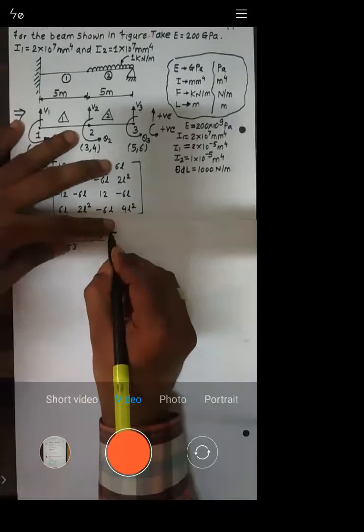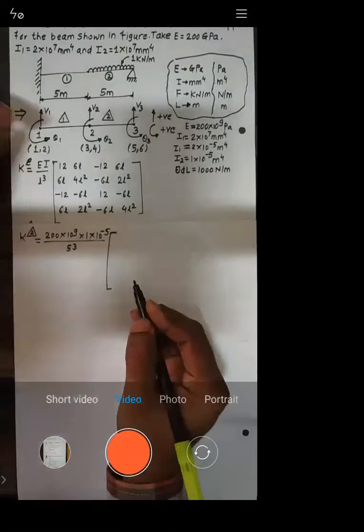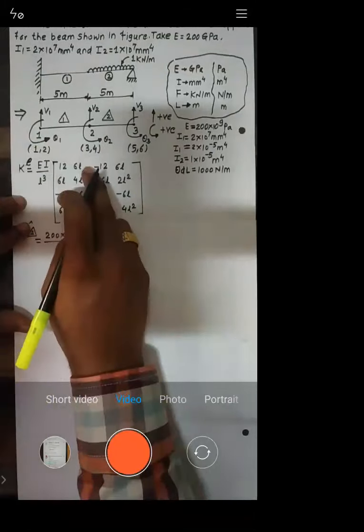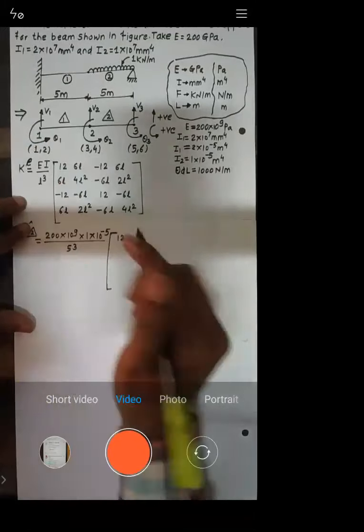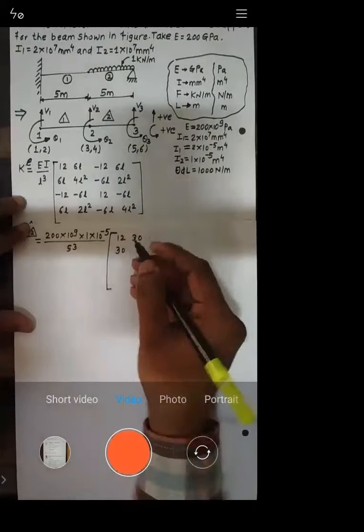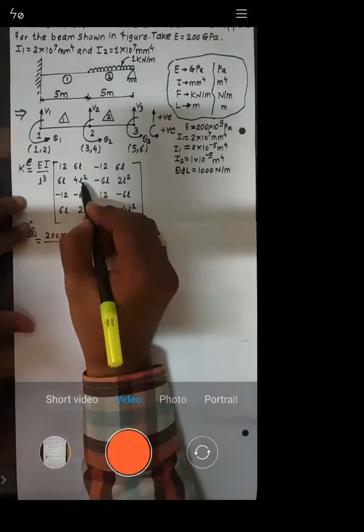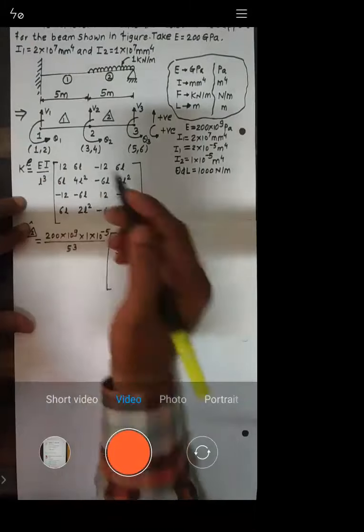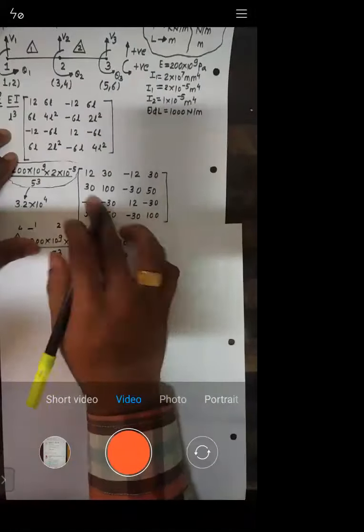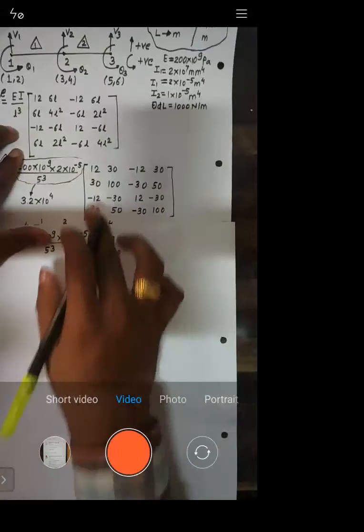Into this 12, and the length is the same. So 6 into 5 is 30. Here again it will come 30. And 4 into L square, length is 5, so 5 square is 25, into 4 is 100, right? This is 100. Similarly, this matrix I will also get, because for this element the length is also the same, that is 5 meter. So I just need to copy this matrix.